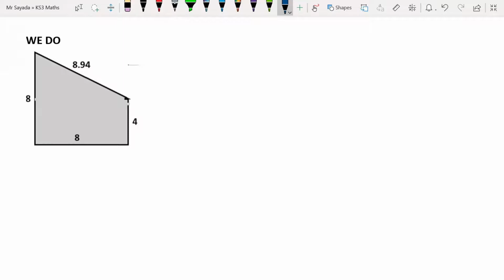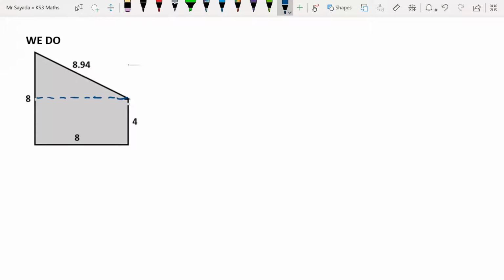The first thing we need to do is split it up into a triangle and a rectangle. What's the next thing we need to do? Say your answer to the video. Well, you may have already got ahead of yourselves and said that we need to start finding the areas of the rectangle and triangle. We can't do that yet because we don't know the height of the triangle. We need to work that out first.